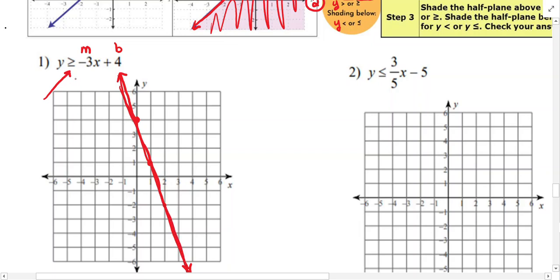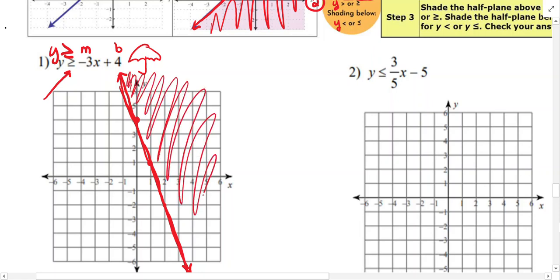Okay. And it's y, and it's got a greater than symbol. So that means the shading is going to be above the line. So if you have an umbrella, right, above is over here. And what does that mean? That means if I plug this point into the equation, I'm going to get a true statement.